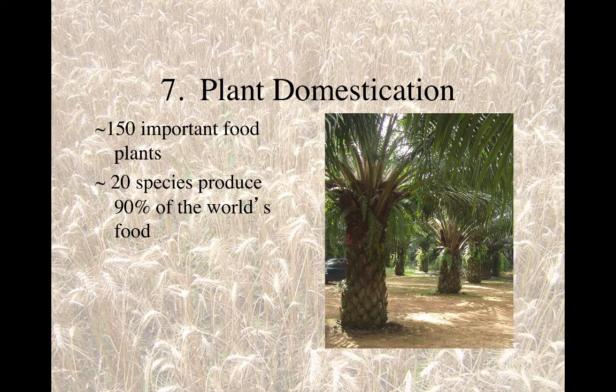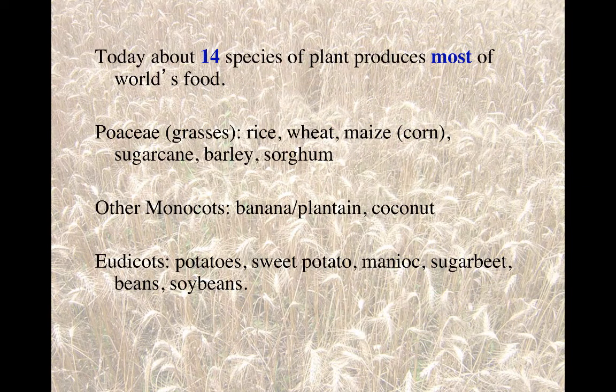And when we boil it down, we have about 150 really important food plants. And about 20 different species produce 90% of the world's food. So we've actually used very, very few species that are out there. And most of them were domesticated thousands of years ago. So there's been very few plants that have been on the scene since then. So today there's 14 species of plants that produce most of the world's food. So in the Poaceae, we have rice, wheat, corn, sugar cane, barley, and sorghum.